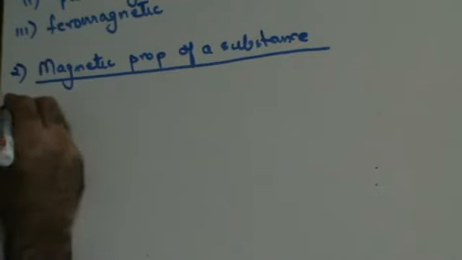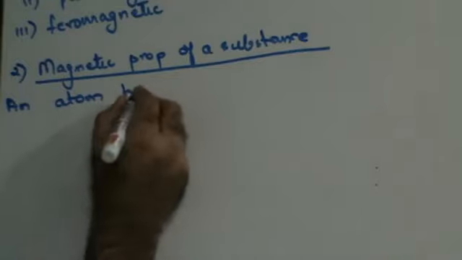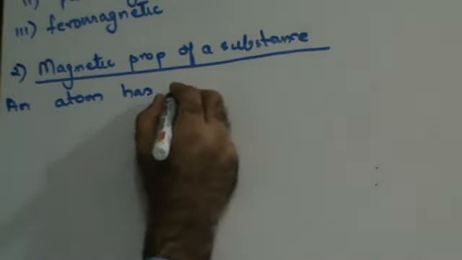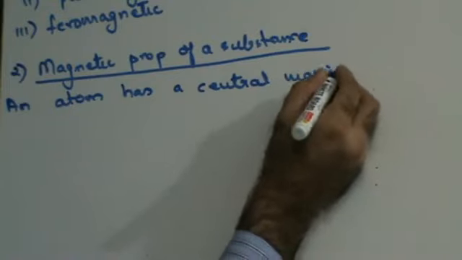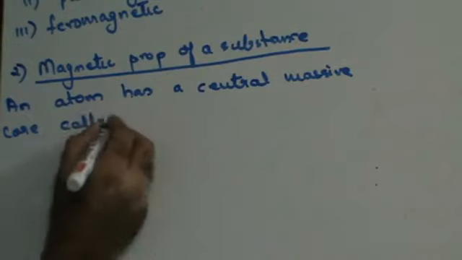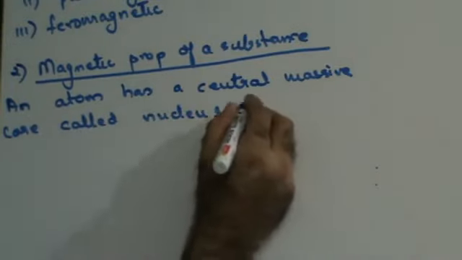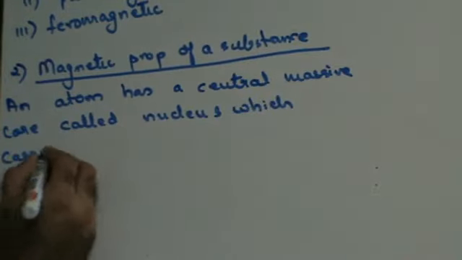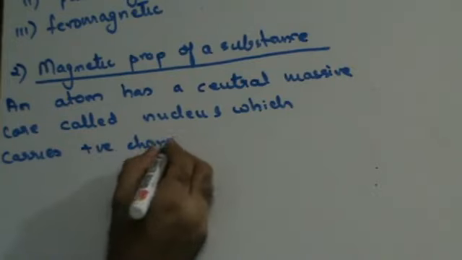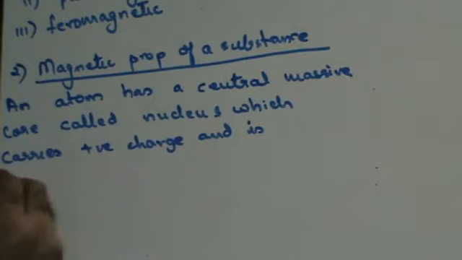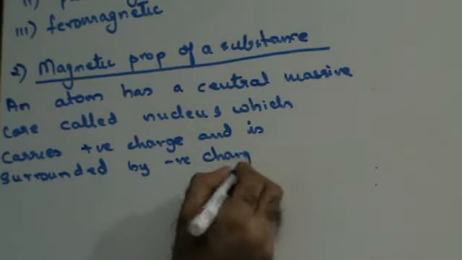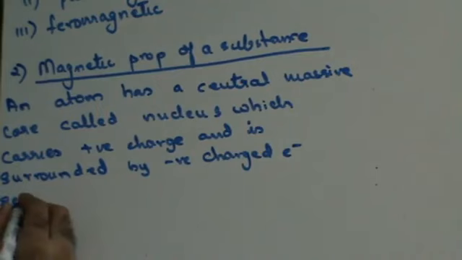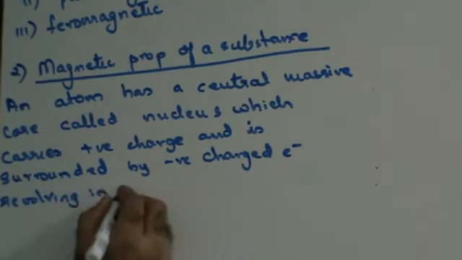Right? An atom has a central massive core called nucleus, which carries positive charge and is surrounded by negatively charged electrons revolving in different orbits.